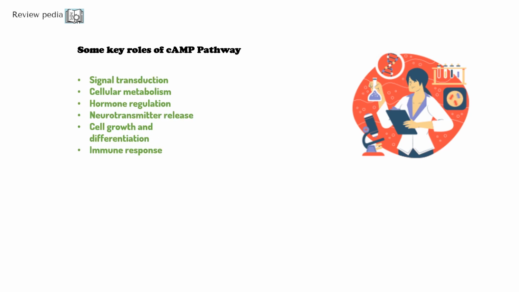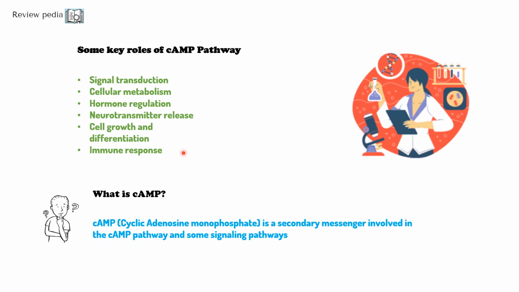Coming to the key roles of the cyclic AMP pathway, it is involved in signal transduction, cellular metabolism, hormone regulation, neurotransmitter release, cell growth and differentiation, and immune response. So, coming to cyclic AMP, which is short for cyclic adenosine monophosphate, it is a small molecule also known as a secondary messenger, which is involved in the cyclic AMP pathway.